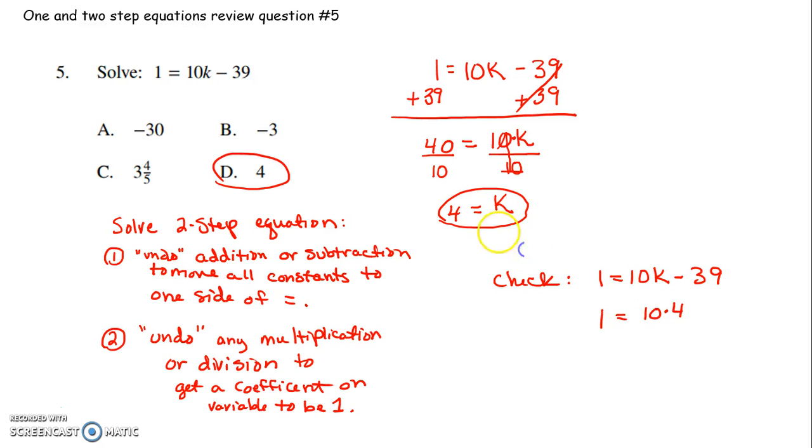10 times, in place of k, I'm going to put a 4. I'm going to simplify this side. 10 times 4 is 40. And then I get 40 minus 39 is 1. Woohoo, it checks. All right.